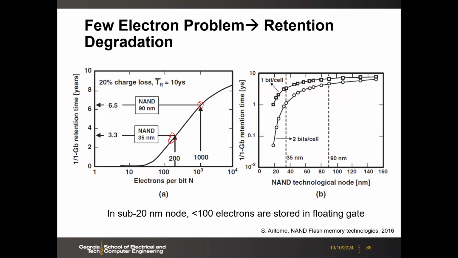Also for the multi-level cell, the retention time will become even smaller due to this few electron problem. Because of the margin between the threshold voltages, right? If you have multi-level cell, then the margin is so small that any shift will cause an error. So it's very hard to manage with fewer electrons.